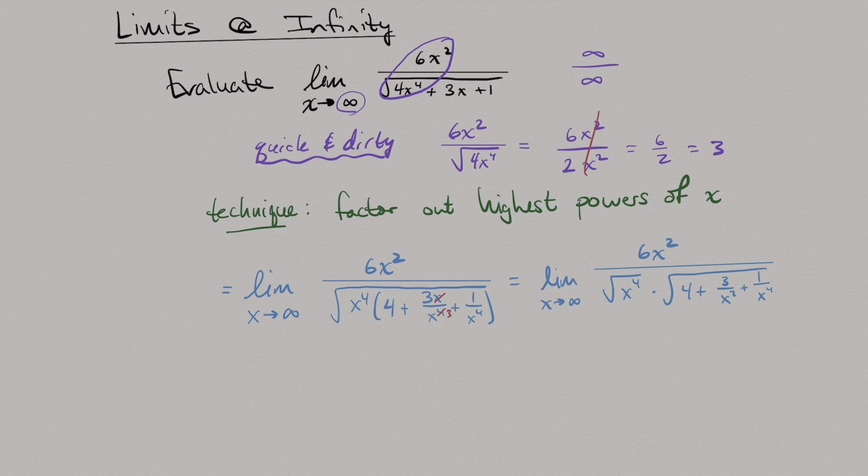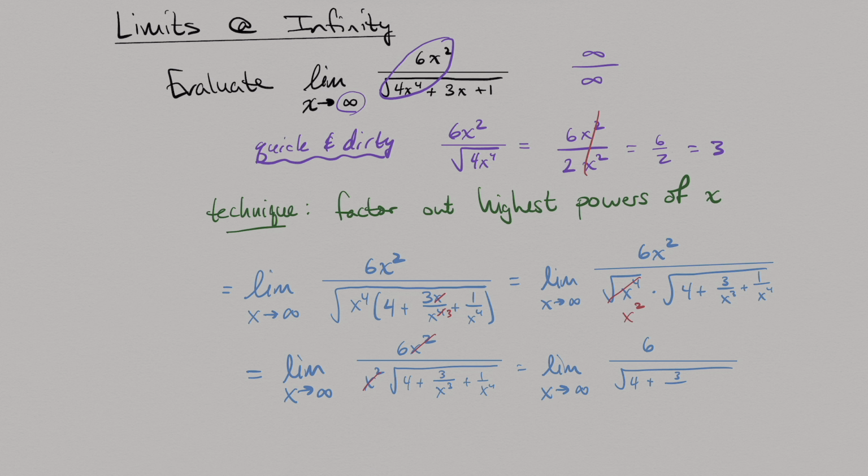Okay, so the square root of x to the fourth is x squared, which we saw in the quick and dirty work. And now this is going to be the limit as x goes to infinity of 6x squared over x squared times the square root of 4 plus 3 over x cubed plus 1 over x to the fourth. Now the x squareds cancel, and we get the limit as x goes to infinity of 6 over the square root of 4 plus 3 over x cubed plus 1 over x to the fourth.